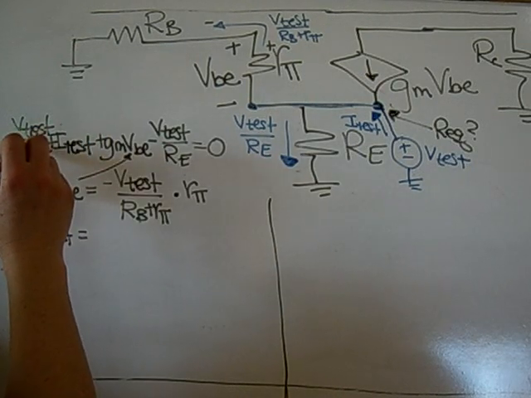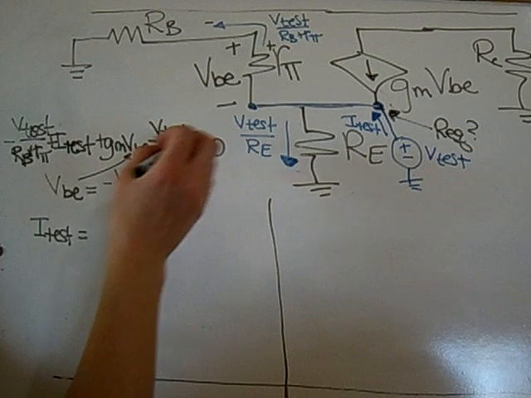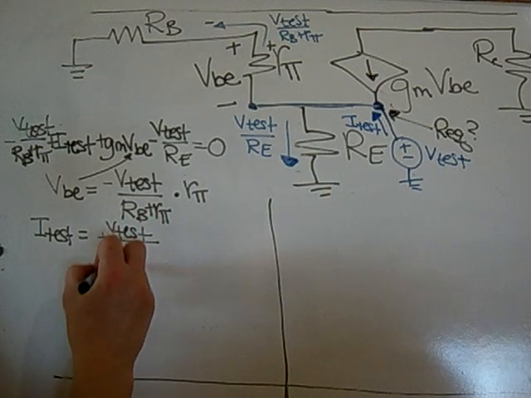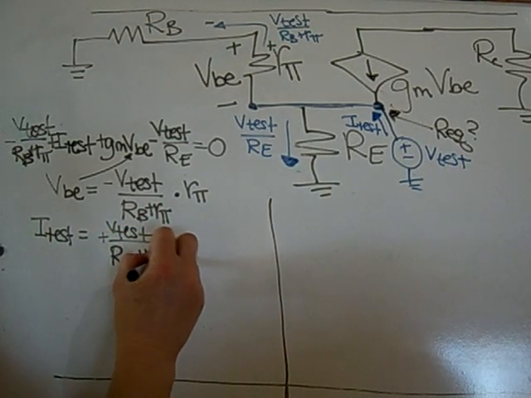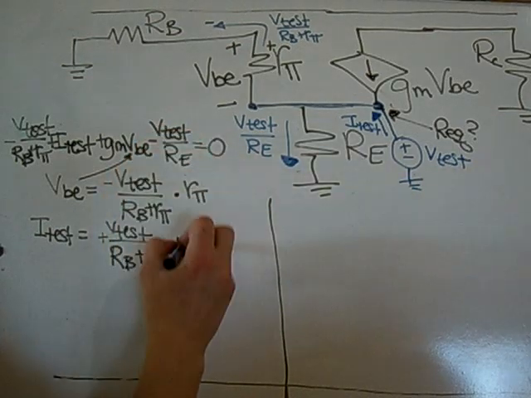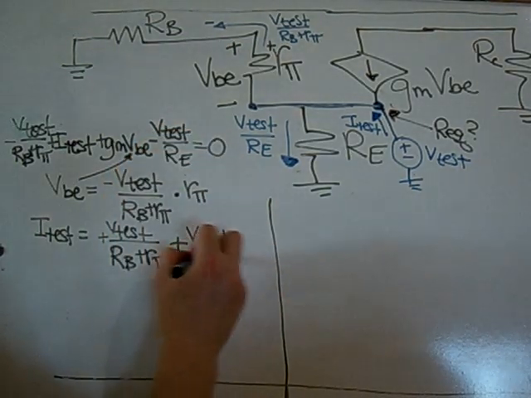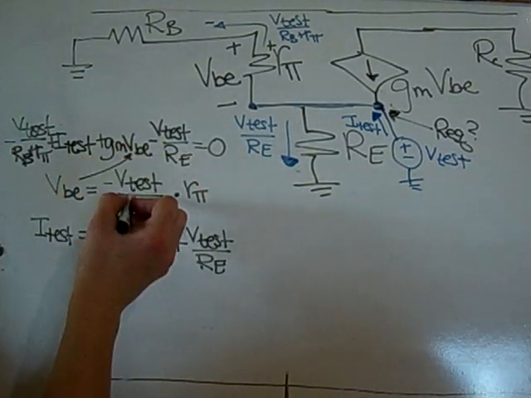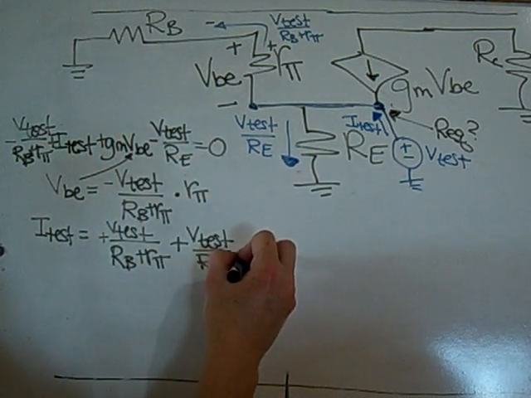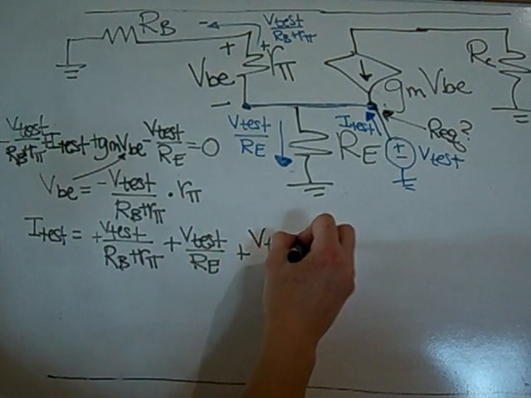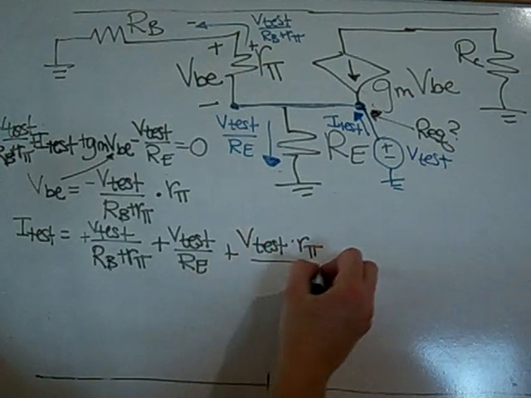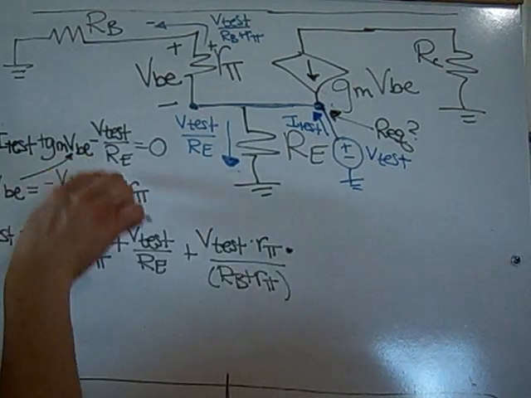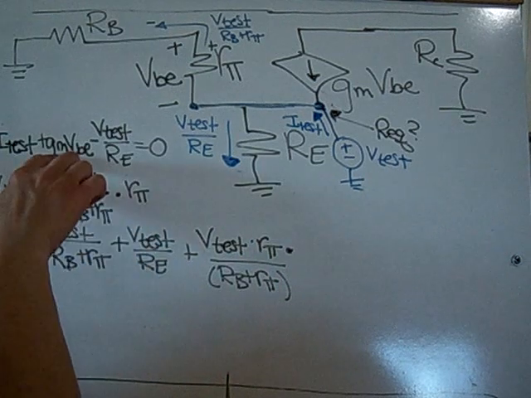which will be a plus, so this goes over to the other side. So I get a plus V test over RB plus R pi plus a V test over RE, and then the GM becomes a negative, so it becomes a positive on the other side. So a V test times R pi over RB plus R pi, and this also is multiplied. This is just VBE right here, so I need to multiply it by GM.